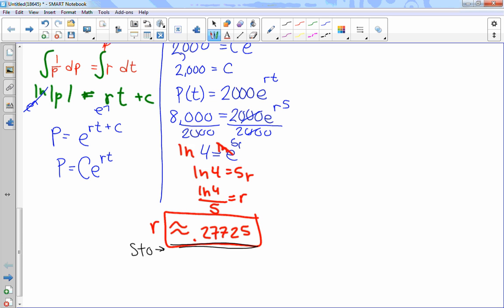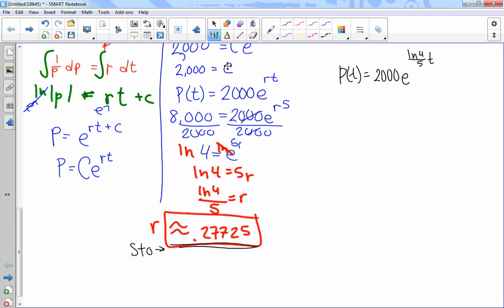So then your P of T will be 2,000 e to that decimal of the exact form. Okay, make sure you don't actually round the decimal when you're in the middle of the steps, round at the very, very end. Okay, flip me over.